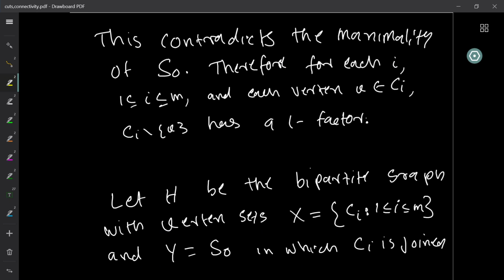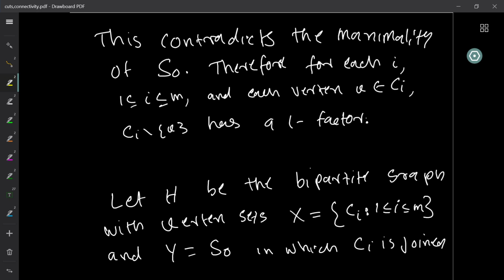Okay, so what we have just shown contradicts the maximality of S0, and therefore for each i, and our choice of Ci was arbitrary. We pick any arbitrary component Ci, and we pick any arbitrary vertex in that, and therefore for each of them it must be true. Therefore for each i and each vertex v in Ci, Ci minus v must have a one factor.